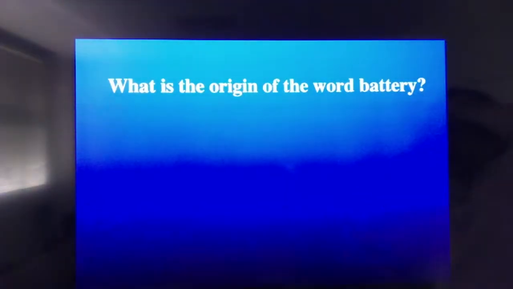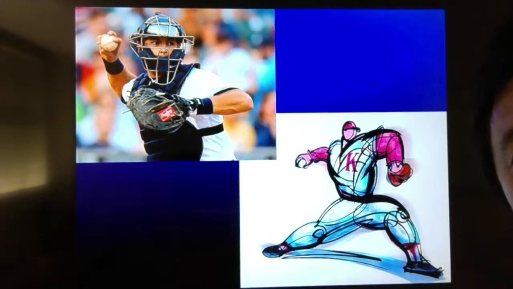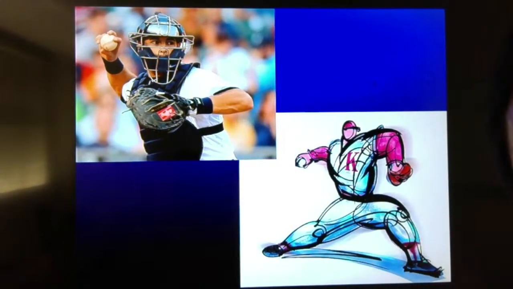What is the origin of the word battery? Before that, on this slide, what is the definition of the battery in this lecture? But this question is, what is the origin of the word battery? This is baseball, and the pair of pitcher and catcher, you may call those batteries. The spelling of the battery is exactly the same.